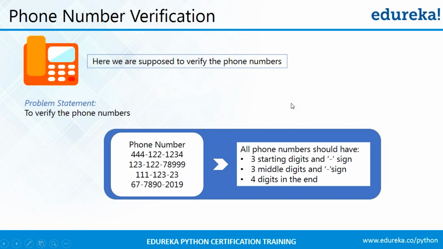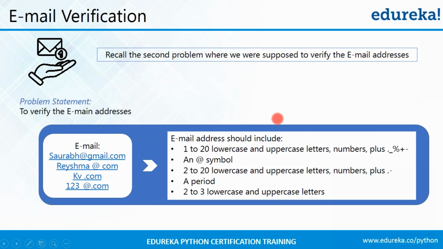So now this was one use case. Now a second use case is we need to verify the email addresses. So our email addresses should have 1 to 20 lowercase and uppercase letters, numbers, plus, period, underscore, percentage, plus, minus. It should have an @ symbol. Then again 2 to 20 lowercase and uppercase letters, numbers, plus, period, and a hyphen. Then we should have one more period, and then 2 to 3 lowercase and uppercase letters.